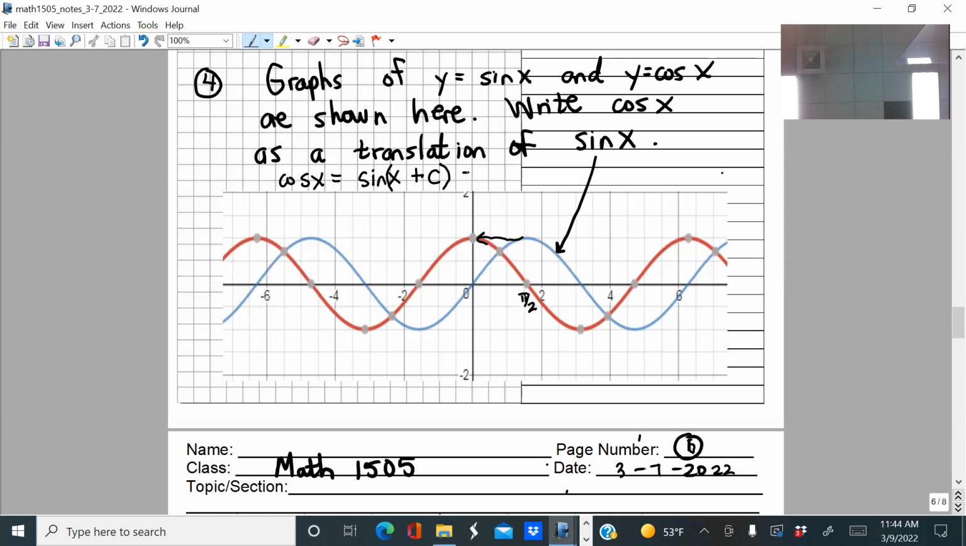So my right formula is what? Sine of x. And then we're going to the left, so I do what? Add, right. So there it is. So cosine of x is really the same curve as sine of x, right? It's just this transformation by shifting the sine by pi over 2.